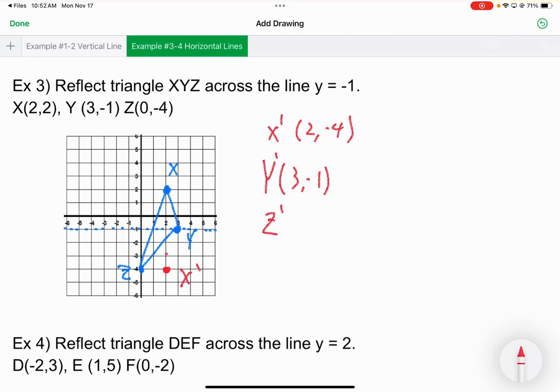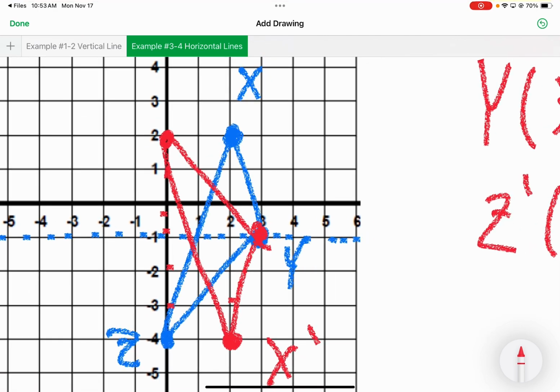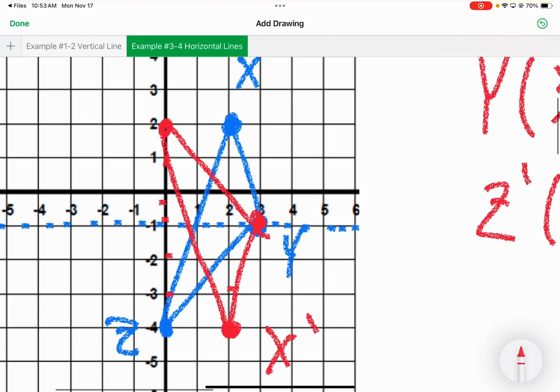And then Z prime. So that's got to go up, right? 1, 2, 3 to get to that dotted line. So I'm going to go 3 up, okay? So 1, 2, 3 would give me 0, 2. Cool. So then Y prime stays there. So my new image looks like that. Does that look like my same triangle, just oriented different? Looks like it to me.